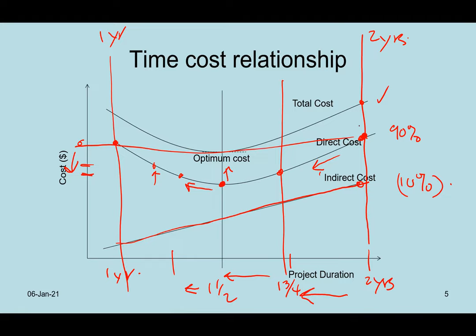The indirect cost is straightforward. If you reduce the duration of the project, for sure you don't have to pay rent anymore. You don't have to pay the utilities. You don't have to pay for the cleaning services. You don't have to pay for many, many things. That's why we call it a linear relationship, straightforward relationship. But for direct costs, due to the nature, it is associated with material, labor, and machinery.